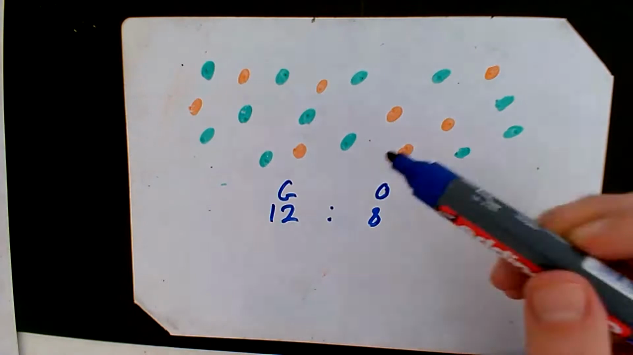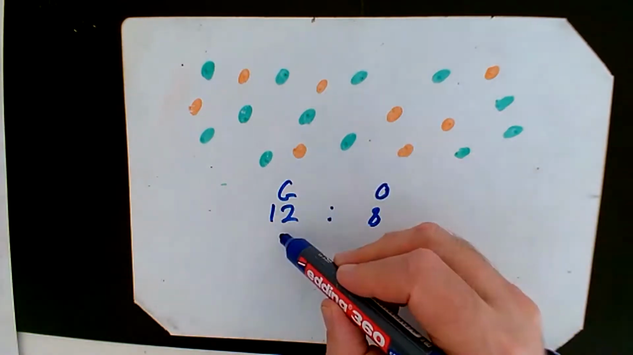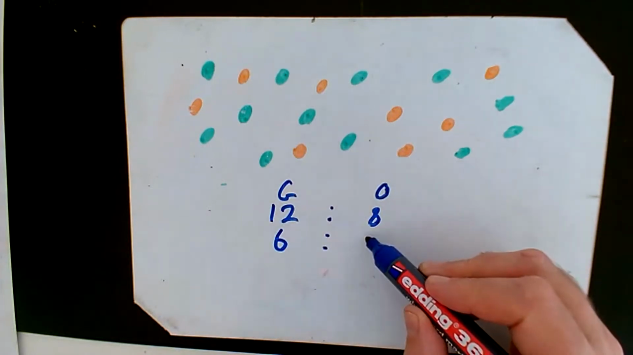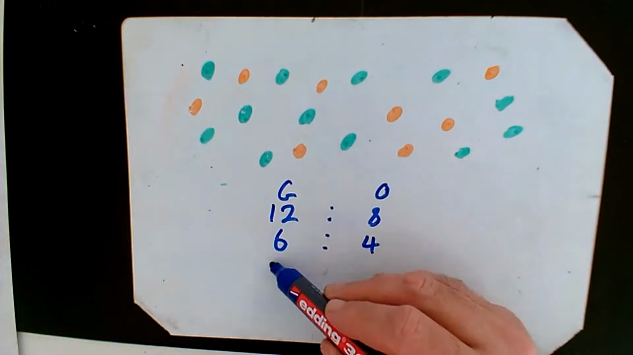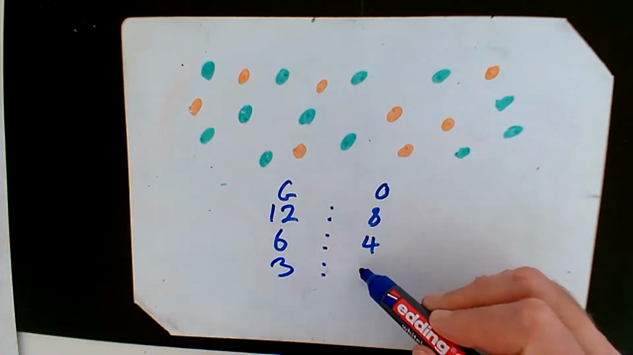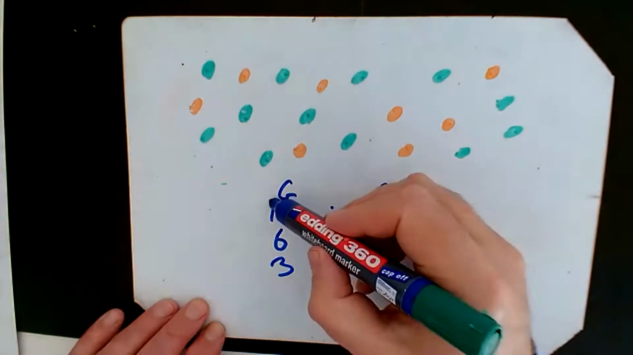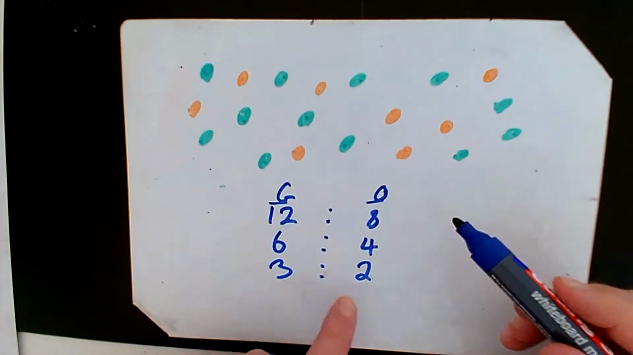Now we can use that as a ratio. Okay, we can simplify that. So that would also mean for every 6 green, there would be 4 orange. Okay, and then for every 3 green, there are 2 orange. So these are kind of a ratio. So that means for every 3 green, there are 2 orange.